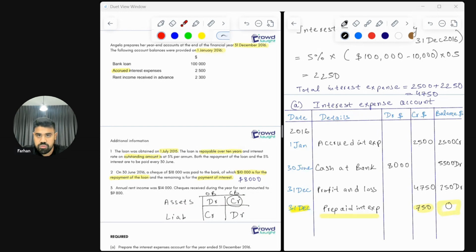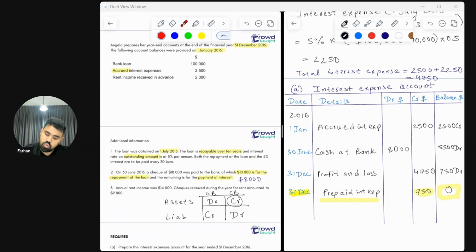Prepaid interest expense refers to payment for interest that you have made in advance, and this payment refers to the next financial year starting 1 Jan 2017. And at 31 December 2016, this $750 is not relevant for this period, but it's relevant for the next financial period. So therefore, this falls within the definition or category of a current asset, all right? So therefore, at 31 December 2016, we have our final narration, which is for prepaid interest expense, 750 reported on the credit side, which ends up giving us a net balance of 0 at the end of the financial year, okay?